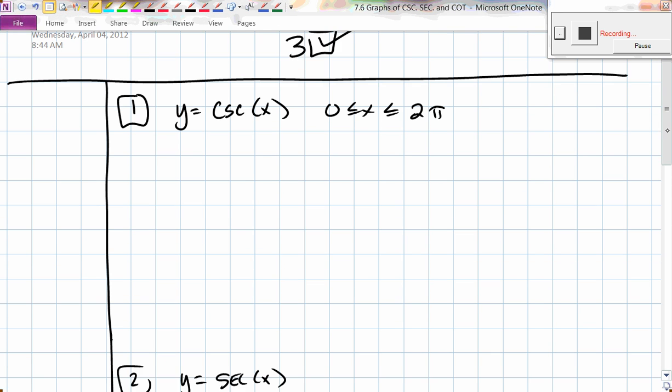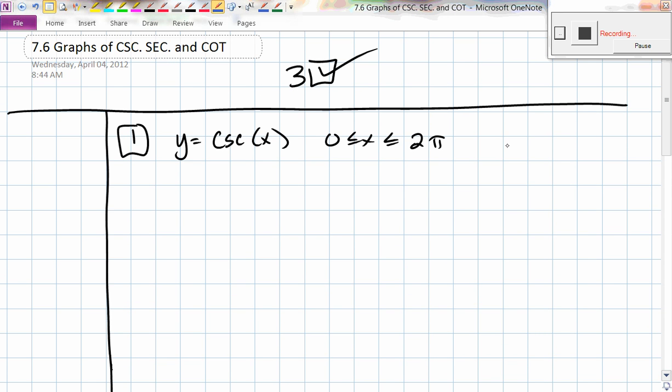So remember, what is the cosecant the inverse of? Who knows? The sine, right? Yeah. So we know that the cosecant is equal to 1 over the sine of x, right? Cosecant of x is 1 over the sine of x. So we're going to start then by taking a look at the parent graph of the sine function.